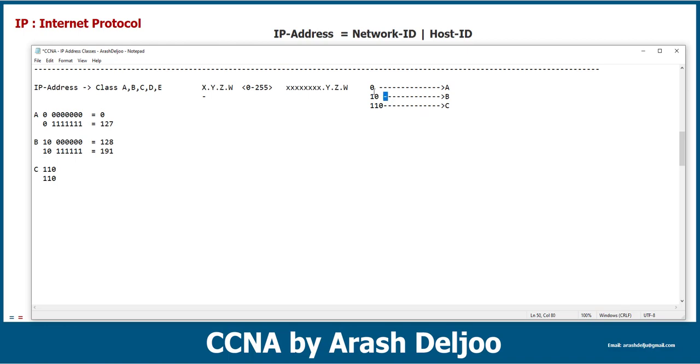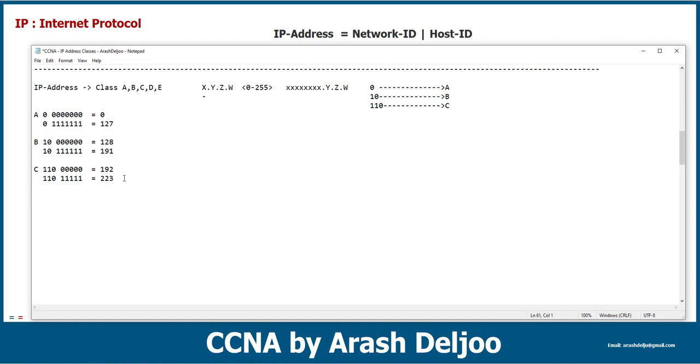And after that, let me write the minimum and maximum value. 110 can be continued with the 5 bits of 0 or 1. This is the first value: 110 with quad 0 equals 192, and this is the minimum value. The maximum value, if you calculate this number in decimal, you will have 223. This means that all of the IP addresses that start between 192 and 223 are members of class C.